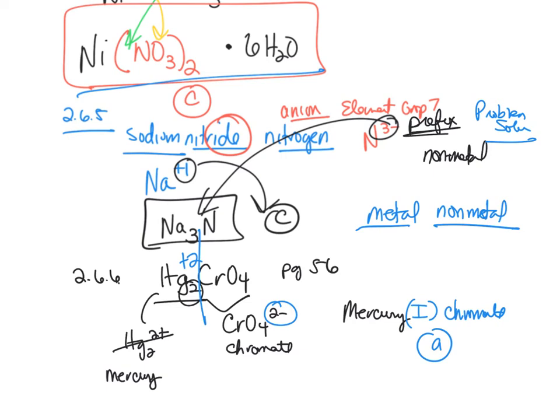Now we want to go on to molecules and molecular compounds. These are going to be nonmetals with nonmetals. Okay, so we're in section 2.7, and we have a nonmetal plus a nonmetal. So we're looking at the far right of our periodic table. You have a chemical formula. You're going to have a molecular formula, and you're going to have an empirical formula.